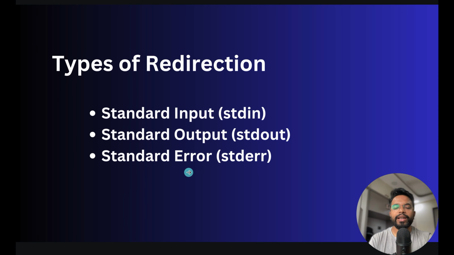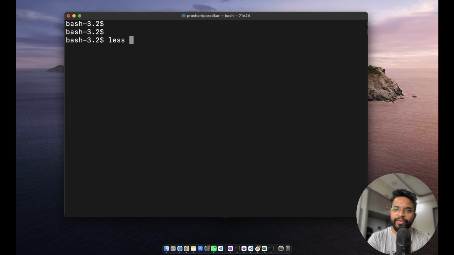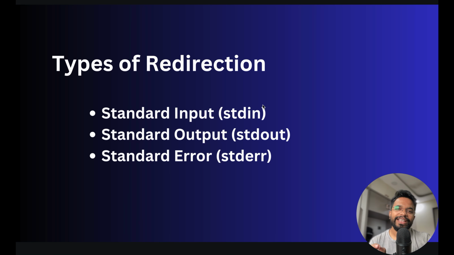So what is the standard error? Whenever we execute a command, there are two possibilities. If it is successful, it will give you the output, or if it fails, it gives you an error. Let's say if I try to read a random file, let's say abc, which does not exist, it will give me an error, no such file or directory. So this is a case of standard error. And these types of redirection are also referred to by their short names, that is stdin, stdout, and stderr. So far we have already seen an example of stdout and stderr, but what about the stdin?